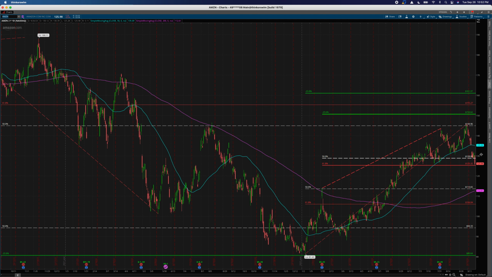If we do break below this and get closes, we are likely going to head lower to that full daily 50% long 113.65. Notice the 200 simple moving average is right around that level as well, so there could be some buyers lining up there in Amazon.